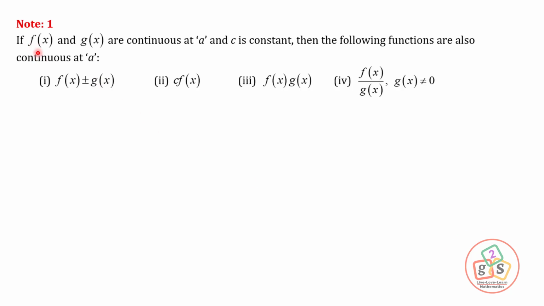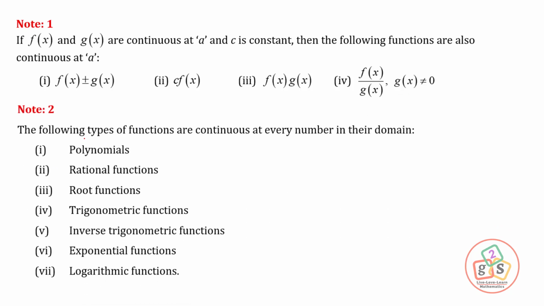We have a note: if f of x and g of x are continuous at a number a and c is any constant, then the following functions are also continuous at a. That is, the sum of two functions f of x plus g of x, or the difference f of x minus g of x, is continuous. And c times f of x, where c is any constant, is also continuous. And the product of two functions, if f and g are continuous, then the product f of x into g of x is also continuous. And the division f of x by g of x is also continuous, provided the denominator function g of x is not equal to 0.